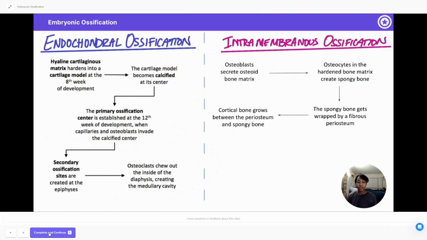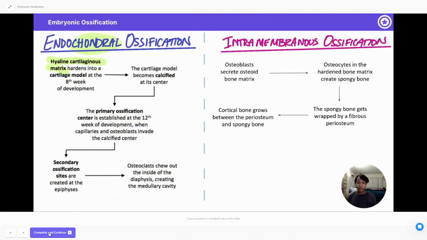So let's just break down what's going on in each process and look at them side by side so that we can really parse through the differences and maybe even the similarities. So with endochondral ossification, we first get that hyaline cartilage being formed. And if you're having trouble remembering the difference between the two, endochondral reminds me of cartilage because the cells that make cartilage are called chondrocytes. So that's how you know that cartilage is going to be involved with this type of ossification.